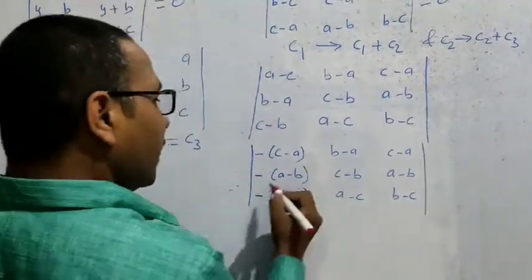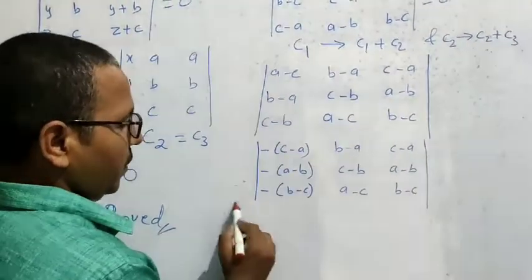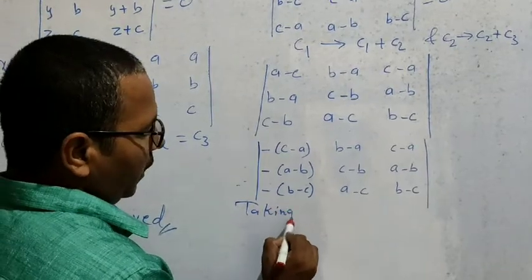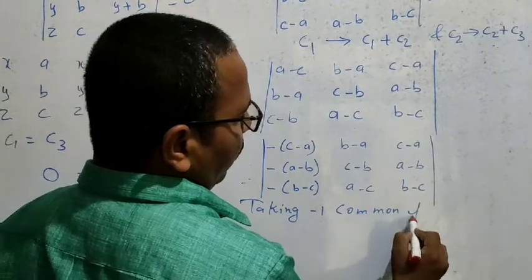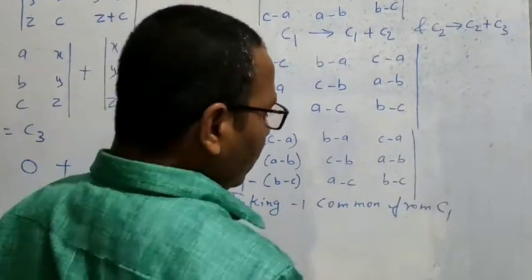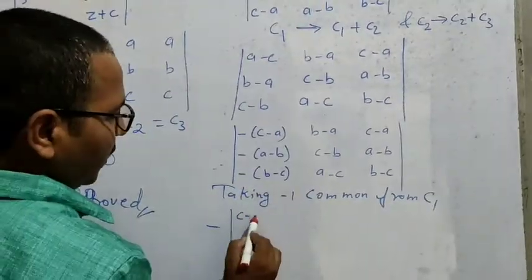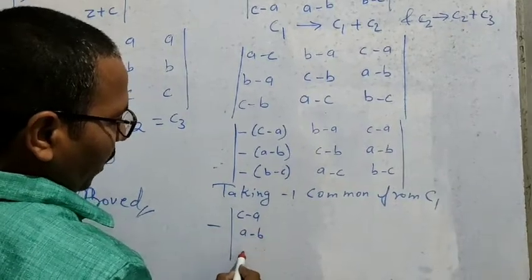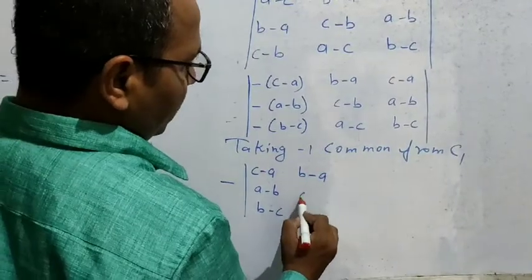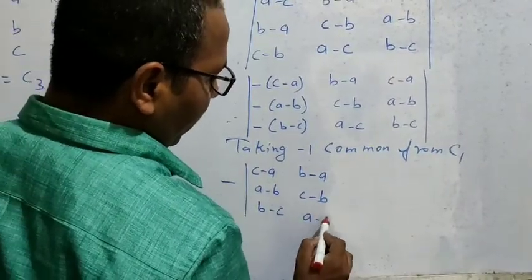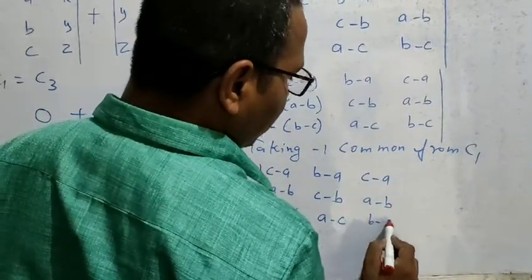So now students, what we can do here is take the minus sign common from the first column, that is, take minus 1 common from C1. So what we will get in the determinant is c minus a, a minus b and b minus c, and this one is b minus a, c minus b and again a minus c. So c minus a, minus b and b minus c.